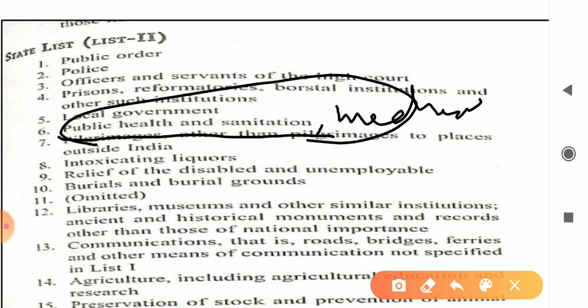So the center directs the states, dear states, you should give advisories through this Epidemic Disease Act of 1897 to your public, so that the outbreak of the disease, the intensity of the disease, the virulence of the disease will be minimized to a greater extent, so that our public will be safe. So public health, sanitation and the medicals are under the State List under serial 6, right?